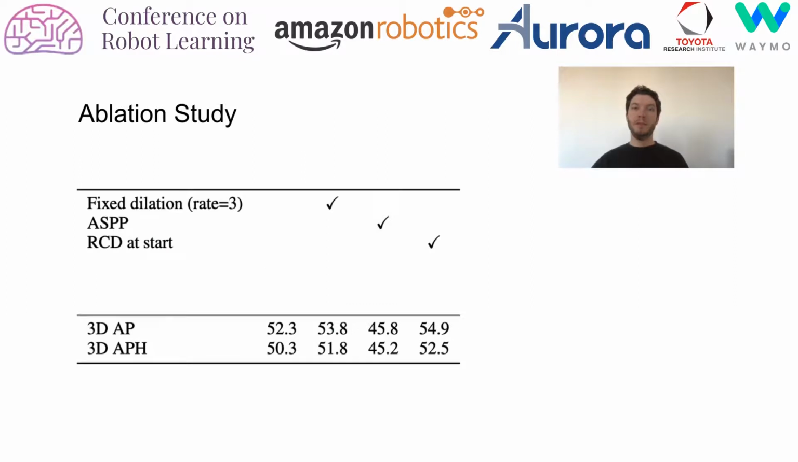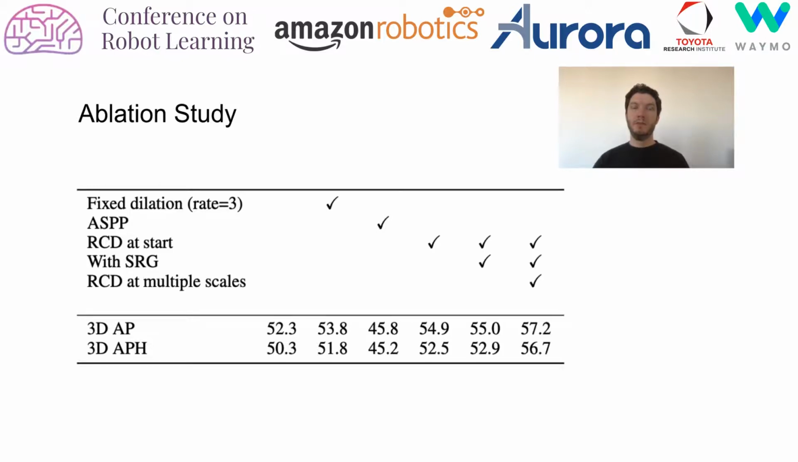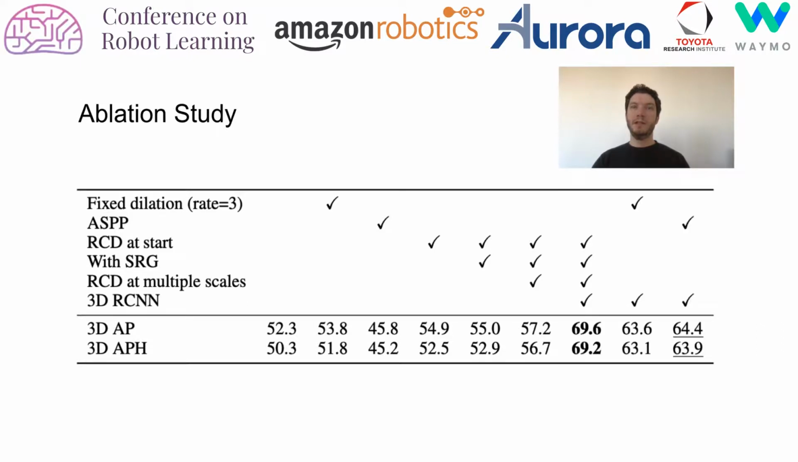In an ablation study, we compare our method to a standard convolution, dilated convolution, and the ASPP module with multiple convolutions. We find our method to be the best performing, even with a single RCD layer at the start of the network. With the addition of multiple RCD modules throughout the network, we see further gains in this region proposal stage. Finally, including the 3D RCNN module, we overcome issues around occlusion, where the 3D average precision is the best performing based on our backbone.